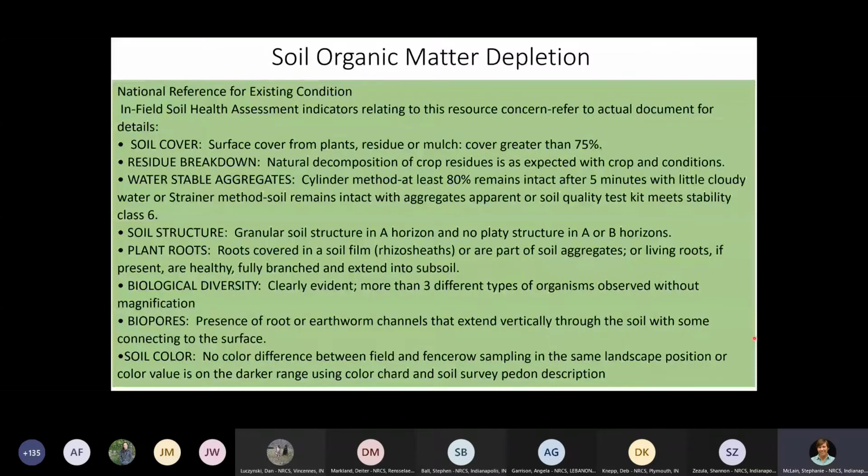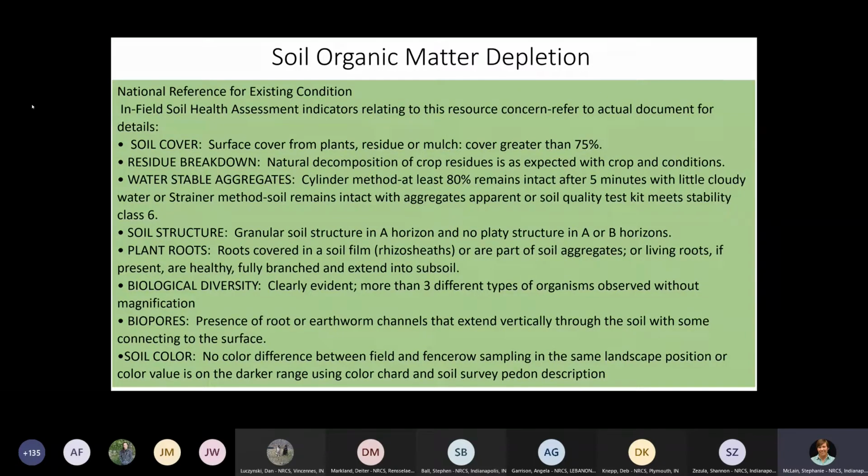All right, so what I'm going to go through now is, again, a little bit of discussion on what the national guidance is for the infield soil health assessment, and then again, just touching briefly on how we've recommended to do that. So this again comes from our Excel spreadsheet that was shared, the Indiana tool. And it's those green boxes, so it's that national reference.